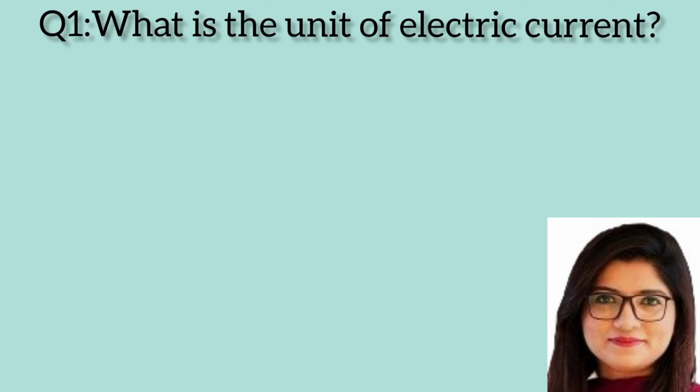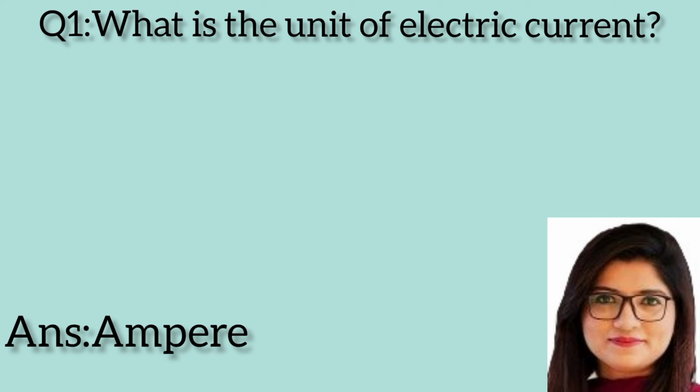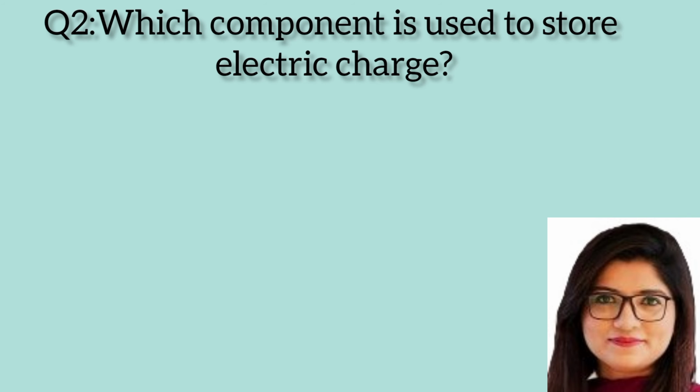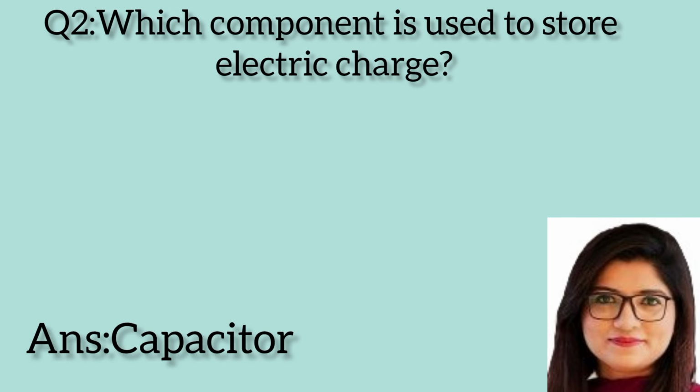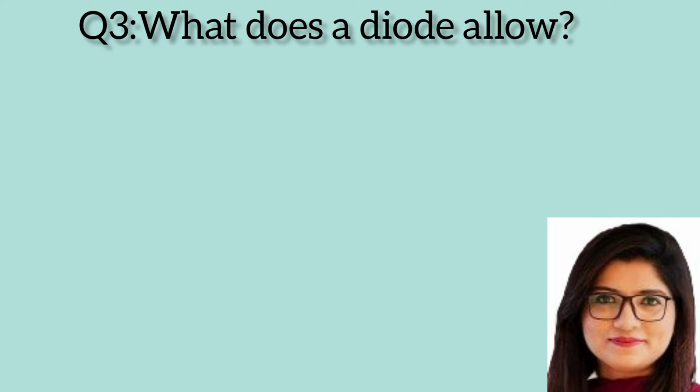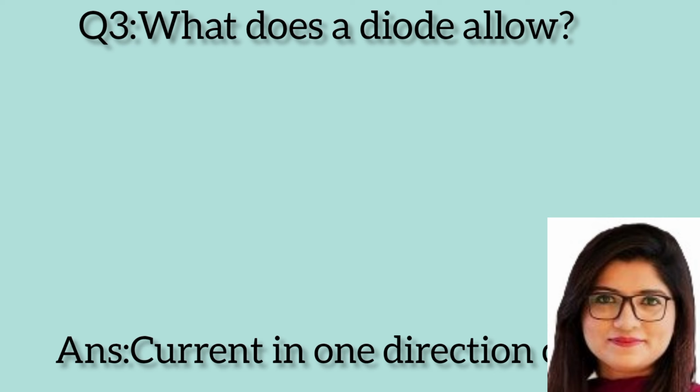Question 1. What is the unit of electric current? Answer: ampere. Question 2. Which component is used to store electric charge? Answer: capacitor. Question 3. What does a diode allow? Answer: current in one direction only.